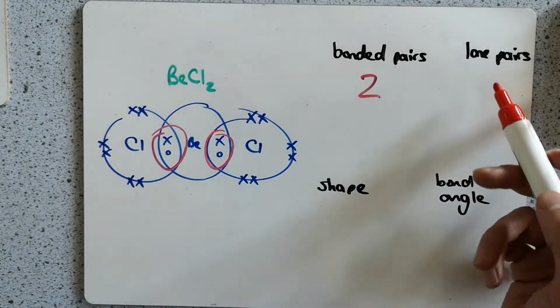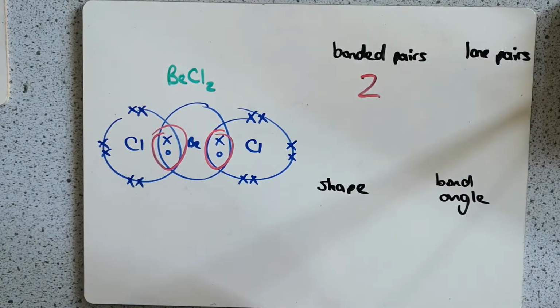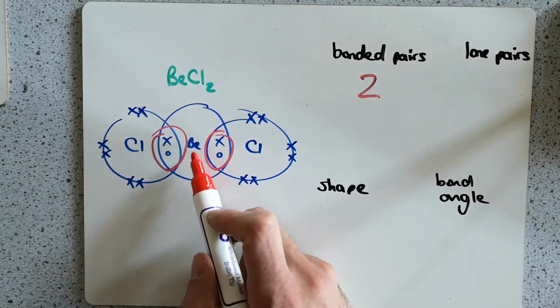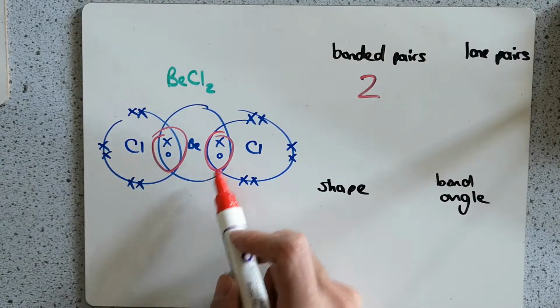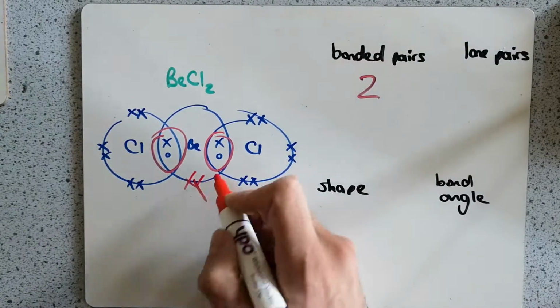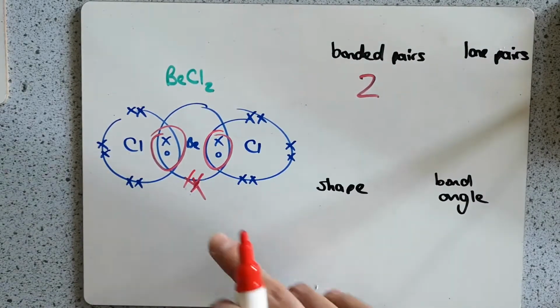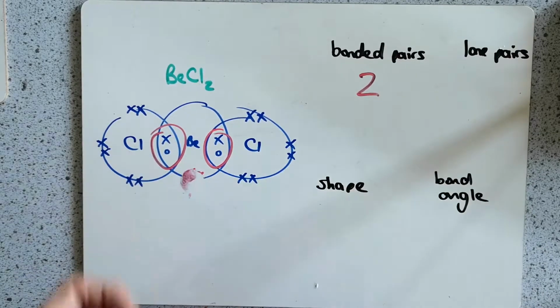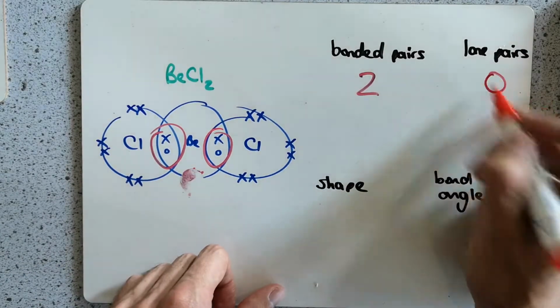Next thing we look at are lone pairs around the central atom. And this beryllium has no lone pairs. There's no electrons there. A lone pair would look like that, 2 X's together. So this doesn't have those. So we're going to say it's got 0 lone pairs.